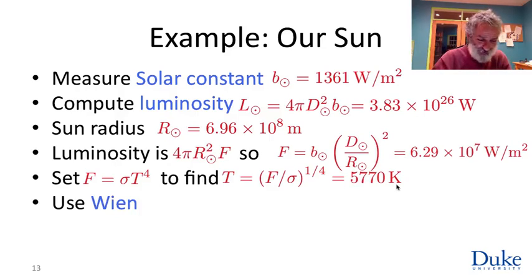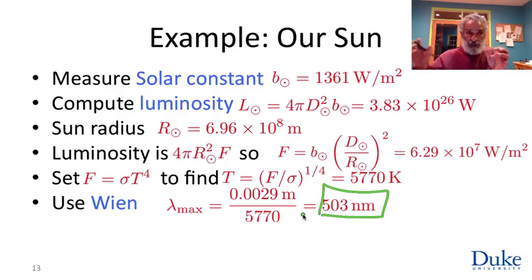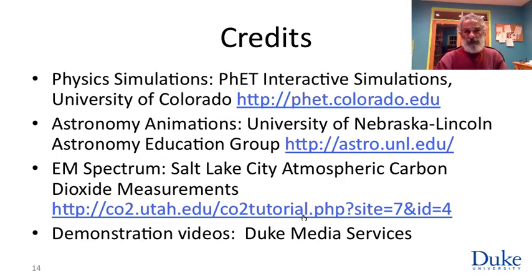I can use Wien's law, because I know the temperature, to figure out the wavelength of maximum emission for the sun, the wavelength at which the sun emits more light than anything else. I take Wien's constant, 0.0029 meter-kelvins is the value of Wien's constant. I divide by the temperature of the sun, and I find that the sun produces more light than any other frequency at a wavelength of 503 nanometers. And if you look up the table, this is somewhere between the red and the blue, and indeed, it is green. But Ronan, you tell me, every kindergartner knows the sun is yellow.